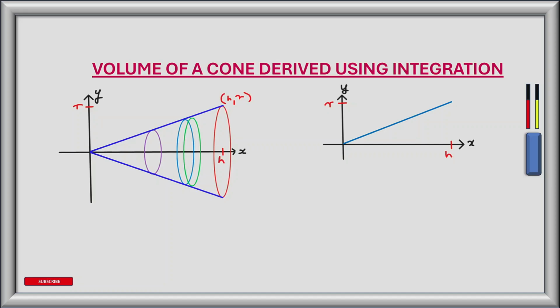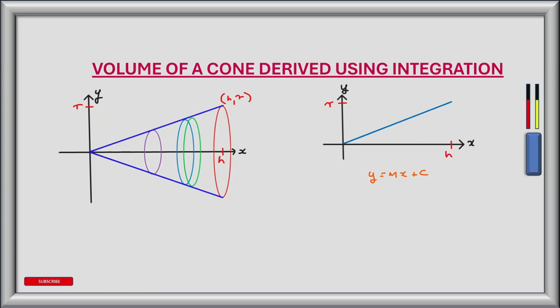So to help explain this, I've drawn this line on a separate graph. On the graph, I've indicated point h on the x-axis and point r on the y-axis. h is the height of the cone, and r is the radius of the circle at the base of the cone. So the equation of this line is given by y is equal to mx plus c, where m is the gradient and c is a constant.